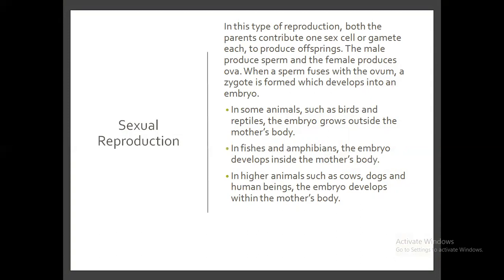In some animals, such as birds and reptiles, the embryo grows outside the mother's body. In fishes and amphibians, the embryo develops inside the mother's body. And in higher animals, such as cows, dogs, and human beings, the embryo develops within the mother's body.